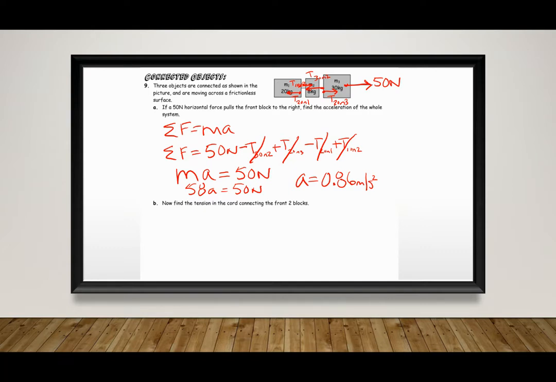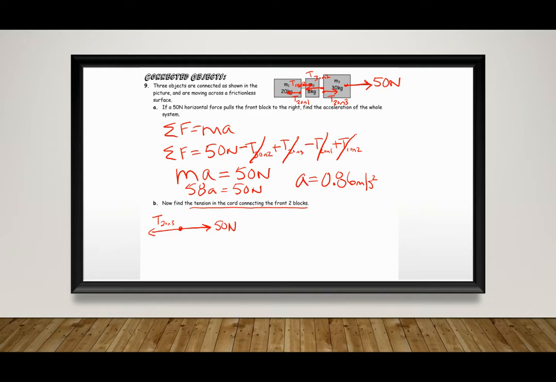Okay? Now, we're going to zoom in for a second. So that's zooming out at our whole system. But then it says, now find the tension in the cord connecting the front 2 blocks. So now I want to focus specifically on the forces that are acting on 3. So I have the tension of 2 on 3. So I actually drew that backwards above. Okay. And then I also have our 50 Newton force.